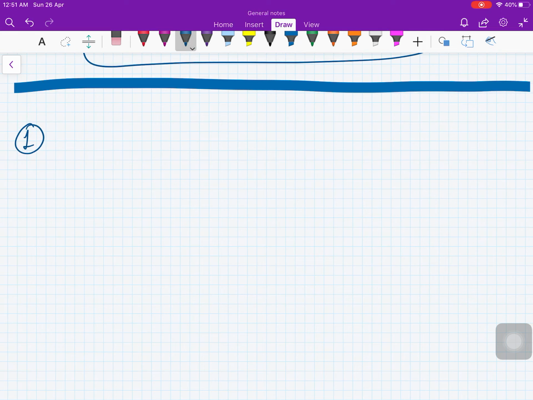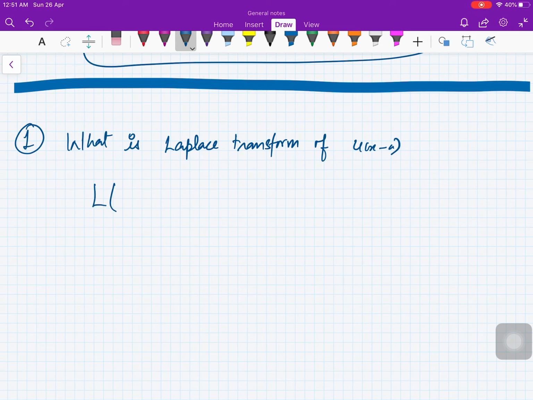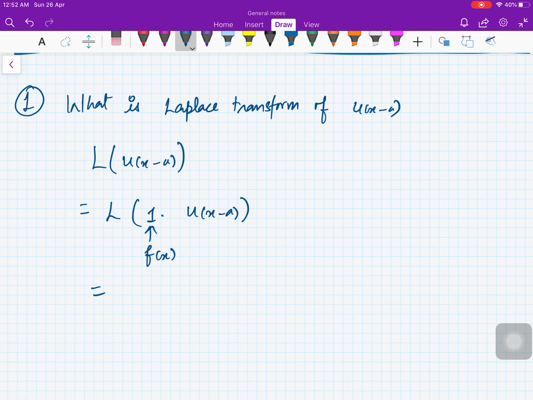We are done with the syllabus, so let us do one more thing. If you want to find out the Laplace transform of the unit step function u of x minus a, how will you find it? This is equal to L of 1 times u of x minus a. So you treat it as f of x.